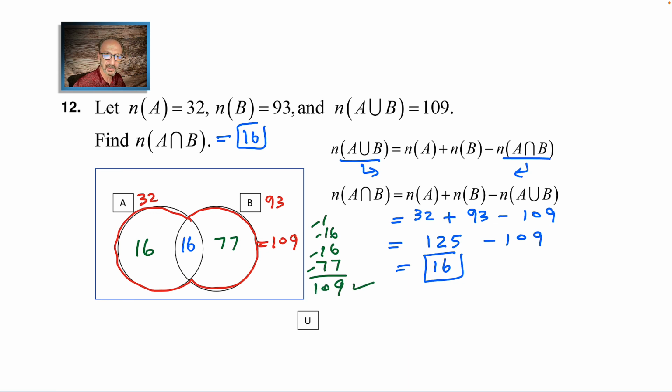109 is the union. So the way to solve for the intersection or the union, given what you're given right here, is using the formula on the right side. This is the formula, not the Venn diagram. And that should do it for this problem.